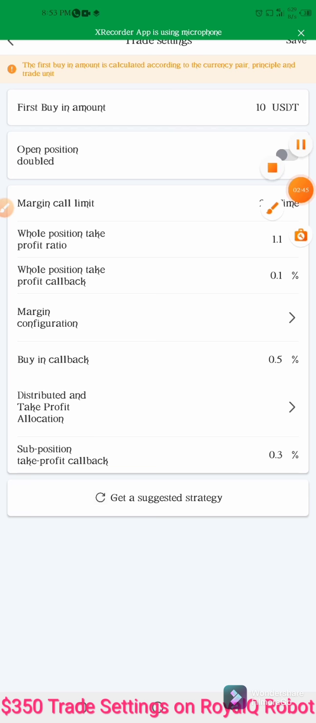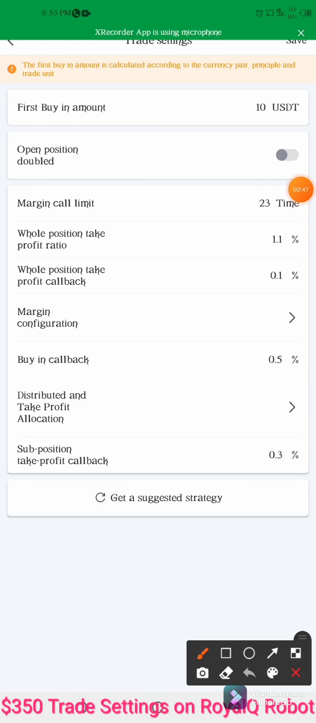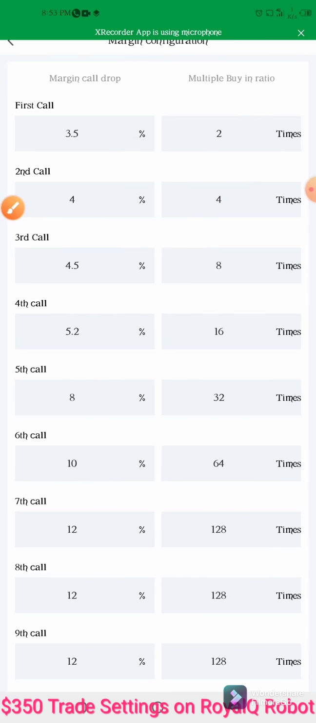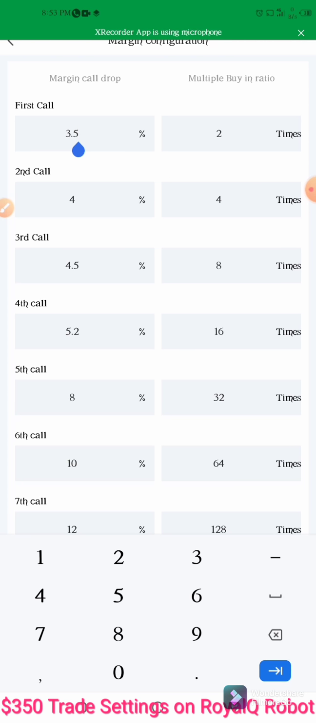Now we go to the art of the trade settings. I always love to do that last. That's the margin configuration, and then you click on this button. Once you click, it takes you in. Now, how do you want to begin to buy the dip?